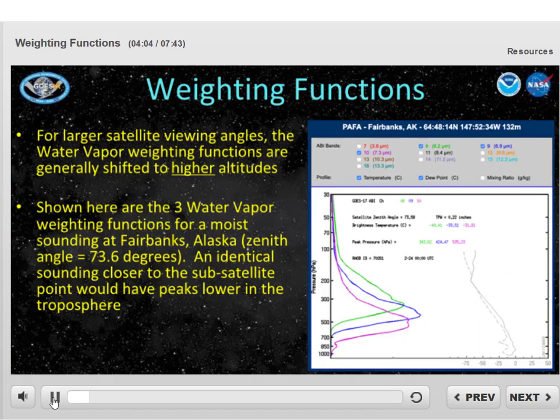For larger satellite viewing angles, away from the subsatellite point, the water vapor weighting functions are generally shifted to higher altitudes. The plot on the right shows the 3 water vapor weighting functions for a relatively moist wintertime sounding at Fairbanks, Alaska, where the satellite viewing angle from GOES West is 73.6 degrees. The peaks are higher in the atmosphere because the path between the satellite and the station is longer, affording a greater opportunity for water vapor absorption. An identical sounding closer to the subsatellite point would have peaks lower in the troposphere.